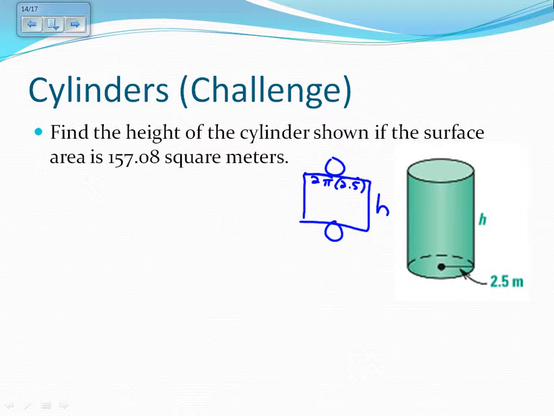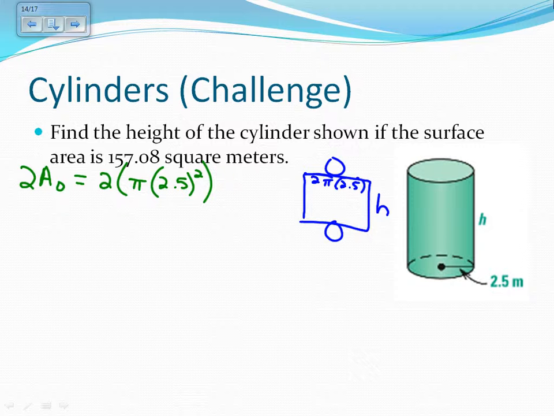So my area then is the area of the circle. I have 2 of them, right? So it's going to be 2 times, what's the area of a circle? Pi r squared. So it's going to be pi 2.5 squared. Does that make sense? Does that make sense, people?